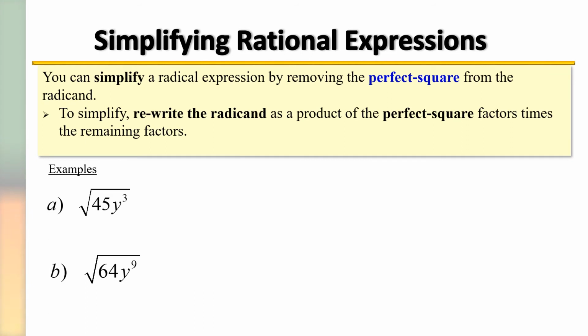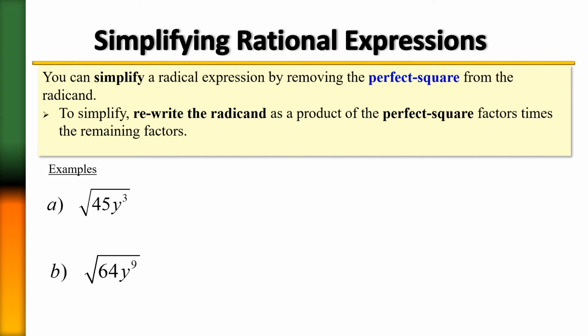Now let's put everything together we've learned about non-perfects. We have our number and our variable both together. So the square root of 45 y to the 3rd power. It's not perfect, so let's find the perfect inside. Well, I know that 9 times 5 is 45, so in terms of the numerical part, 9 is going to be the perfect. For the variable, it's not perfect either because it's not divisible by the index of 2, so I have to go down 1.